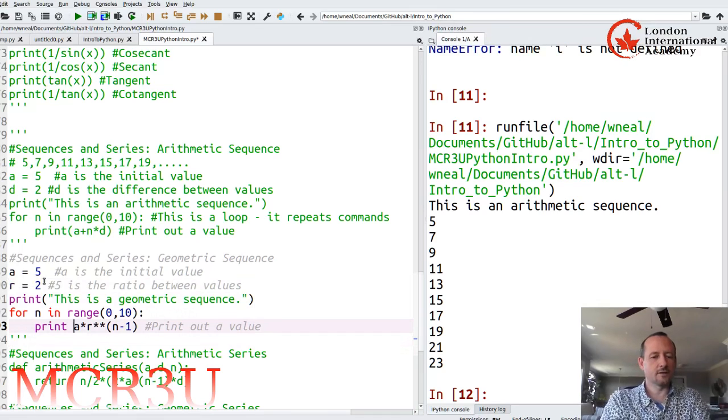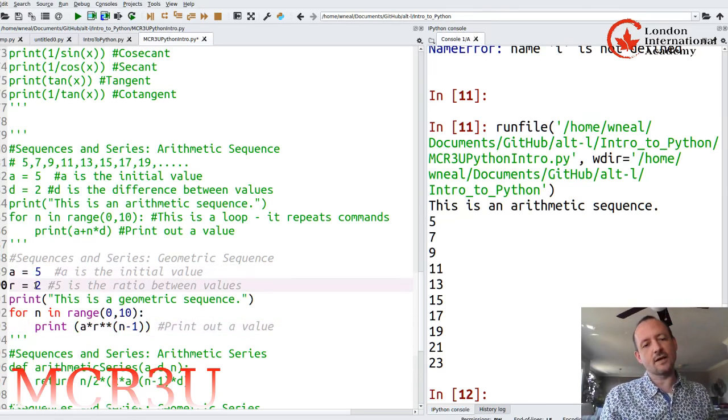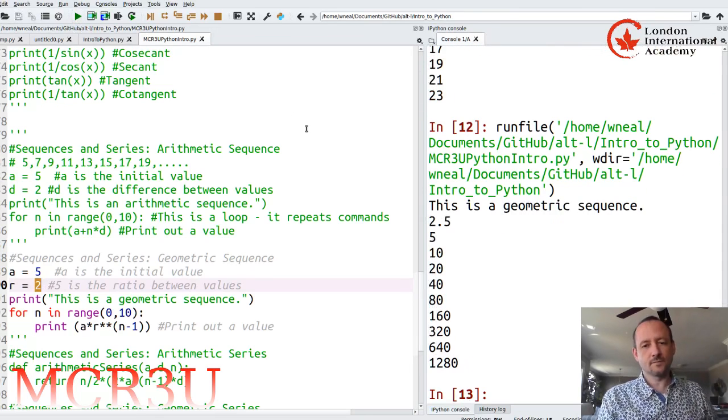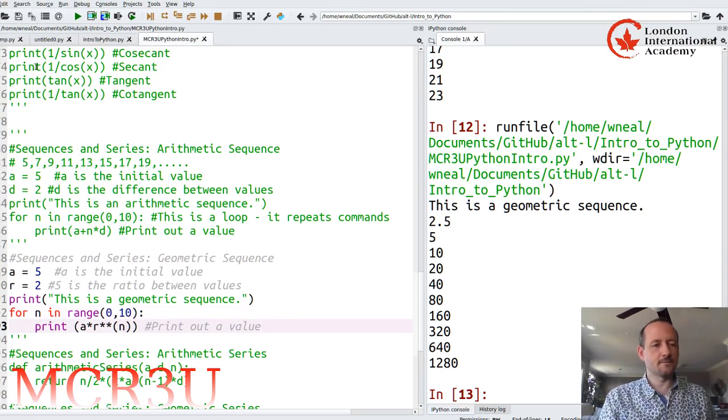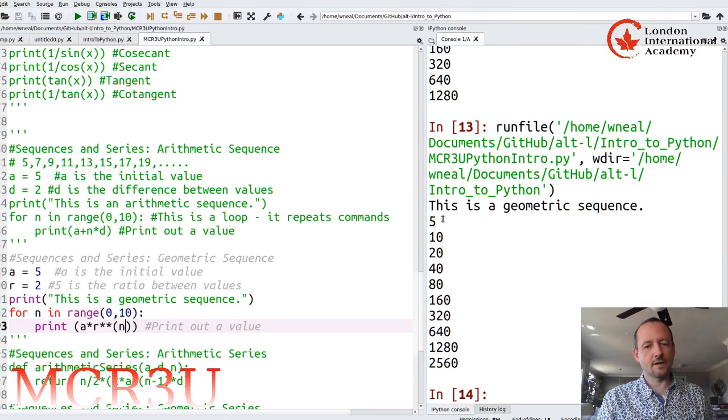And then we should see a very interesting progression of numbers here. So let's see what this one looks like. Starting with 5 and multiplying by 2 every time, what do we get? Oh, it actually started at 2.5. A times r to the exponent, because my n started at 0. I should start at there, this way. There we are, 5, 10, 20, 40. Every time it's doubling, it's getting twice as big. So this is called a geometric sequence.